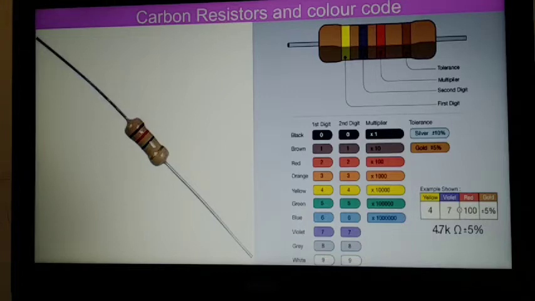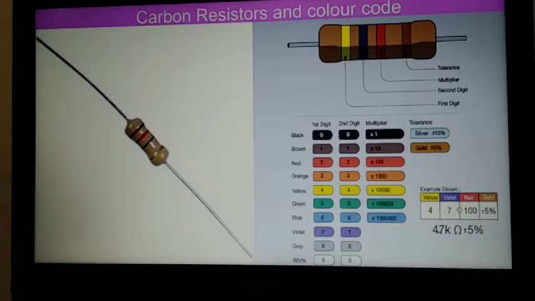Is it clear? The first ring is the first digit, the second ring is the second digit, the third ring is the multiplier, and the fourth ring is the tolerance. You have to remember all these colors and their corresponding numbers in sequential order: black, brown, red, orange, yellow, green, blue, violet, gray, white. And the numbers are 0 to 9.